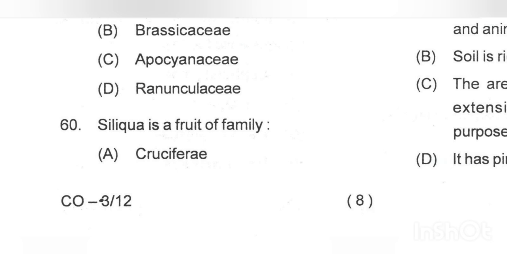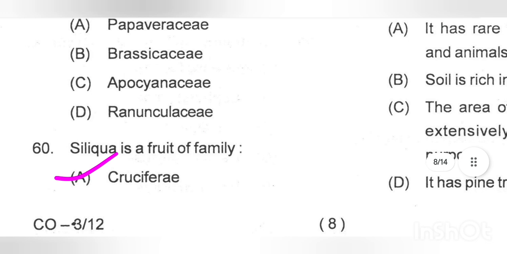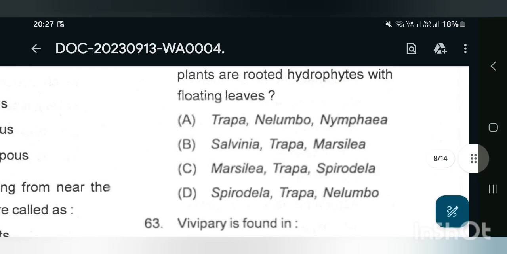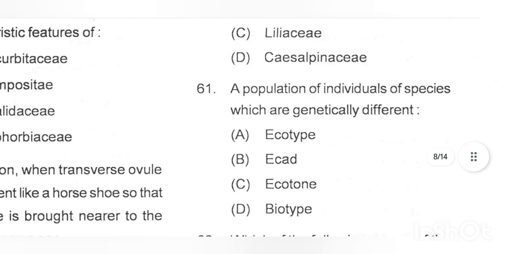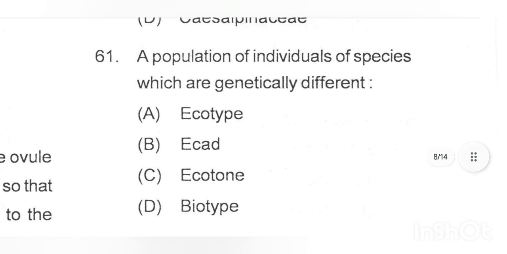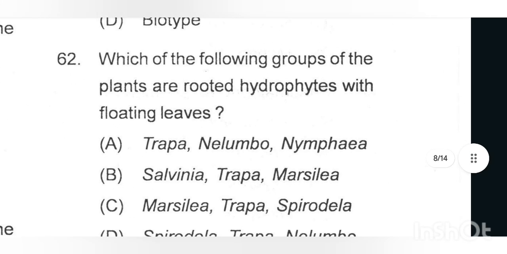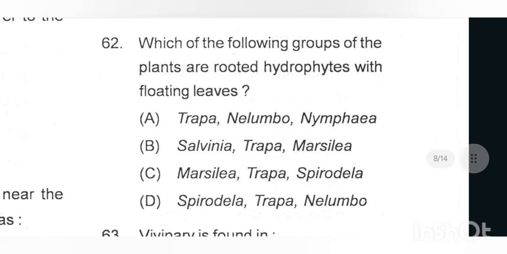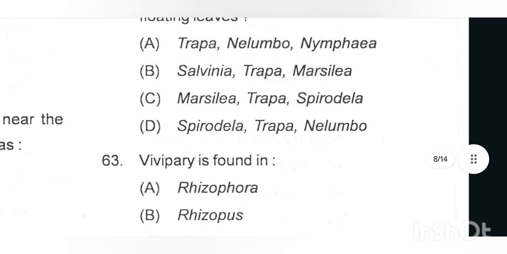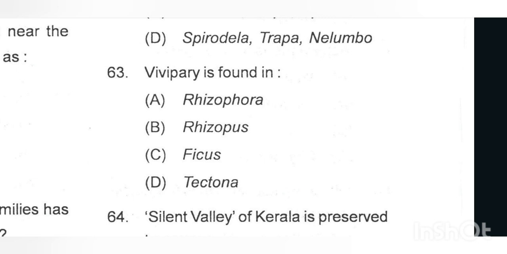Then siliqua is a fruit of family, so siliqua is present in your Cruciferae, so option A is the correct one. Then question number 61, a population of individual species which are genetically different called as your ecotype. Then question number 62, which of the following group of plants which are rooted hydrophyte with floating leaves which is present in your Trapa, then Nelumbo, then Nymphaea, all these have floating leaves. Then vivipary is found in your Rhizophora because vivipary is present in your mangrove plants.